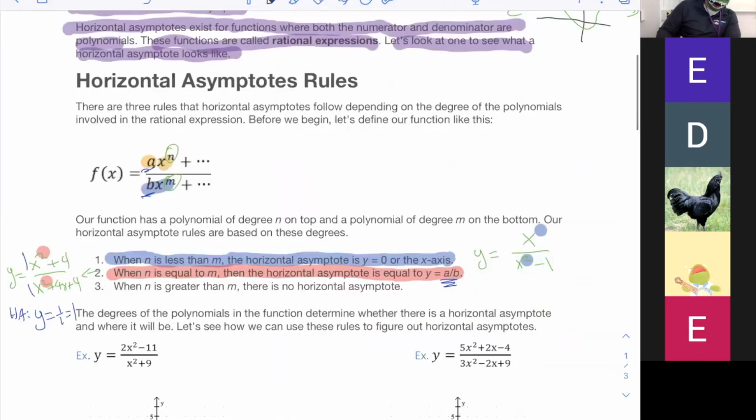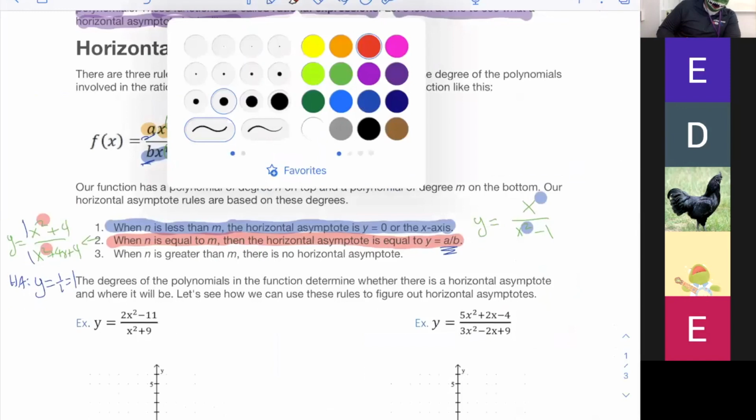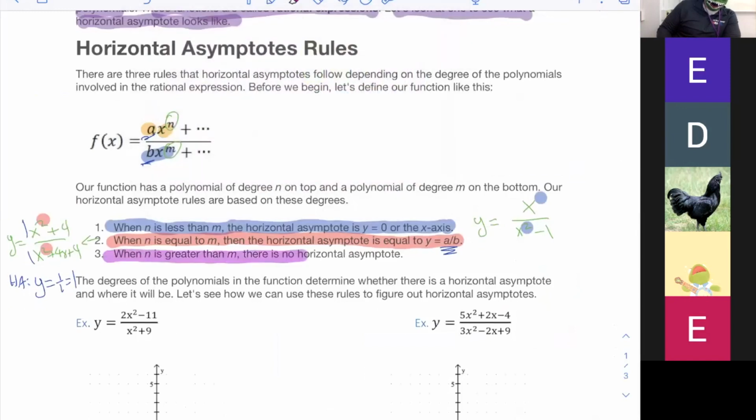All right, and then lastly, when n is greater than m, there is no horizontal asymptote. All right, so y is equal to x squared plus 3x plus 2 all over x minus 1. In this case, the numerator has a higher exponent than the denominator, so there is no horizontal asymptote.